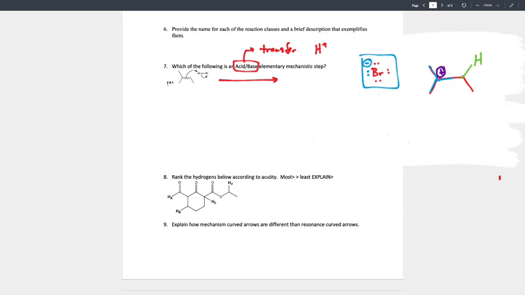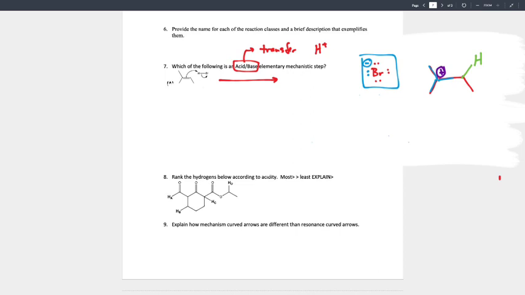So isn't that acid-base? Not necessarily. Okay, so what's your "but"? A pi bond is broken. The acid-base is only the transfer of a hydrogen. That's it. I also broke a pi bond. Because I also broke a pi bond, it's not acid-base, it's addition. So it's an addition reaction that involved an acid.